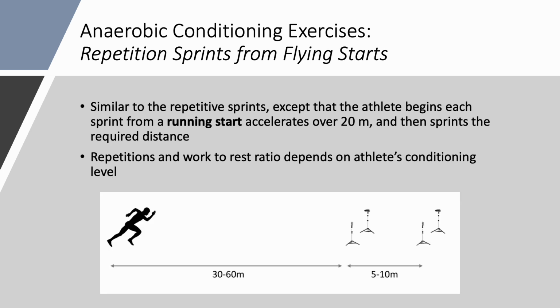Repetition sprints from flying starts. This drill is similar to the repetition sprints, except that the athlete begins each sprint from a running start, accelerates over 20 meters, and then sprints the required remaining distance. Repetitions and work to rest ratio again depend on the athlete's conditioning level as described in the previous slide.